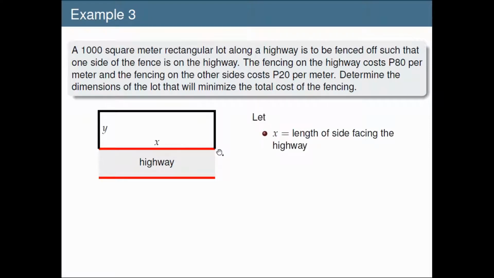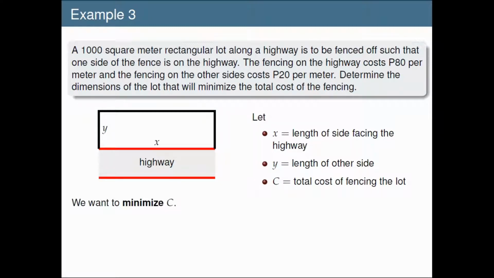We let x to be the length of the side facing the highway, y to be the length of the other side, and c to be the total cost of fencing the lot. Here we want to minimize c. Okay. We now express c in terms of x and y. Yung c yan yung total cost of fencing the lot.